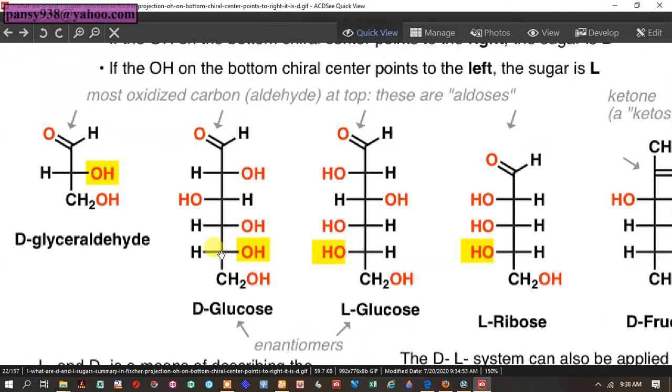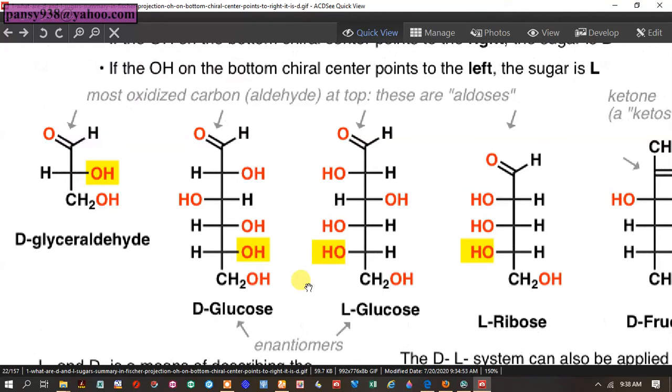So this D and L convention represents the stereochemistry around this last asymmetric carbon atom. It doesn't have any relation with other chiral carbons. So if OH is on the right side, it is a D series compound, and if OH is written on the left side in the Fischer diagram, it is L-glucose, although both are enantiomers of each other.